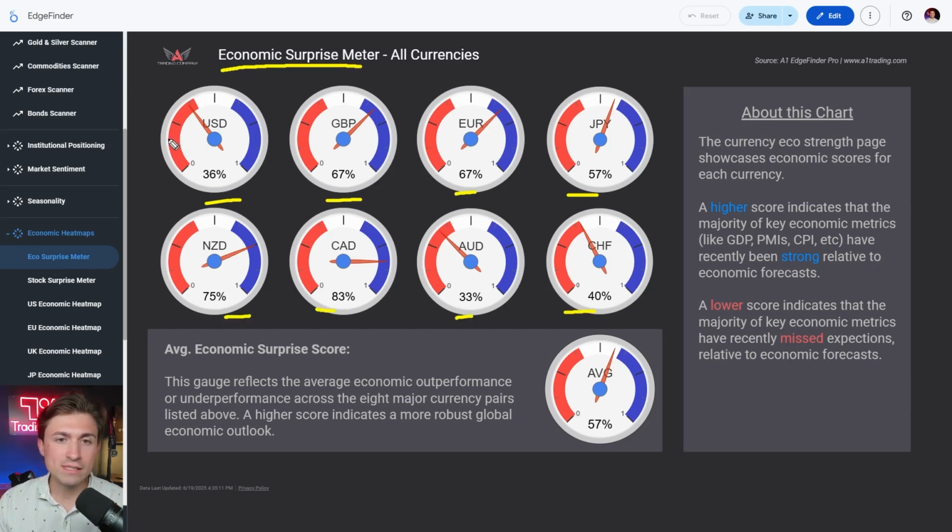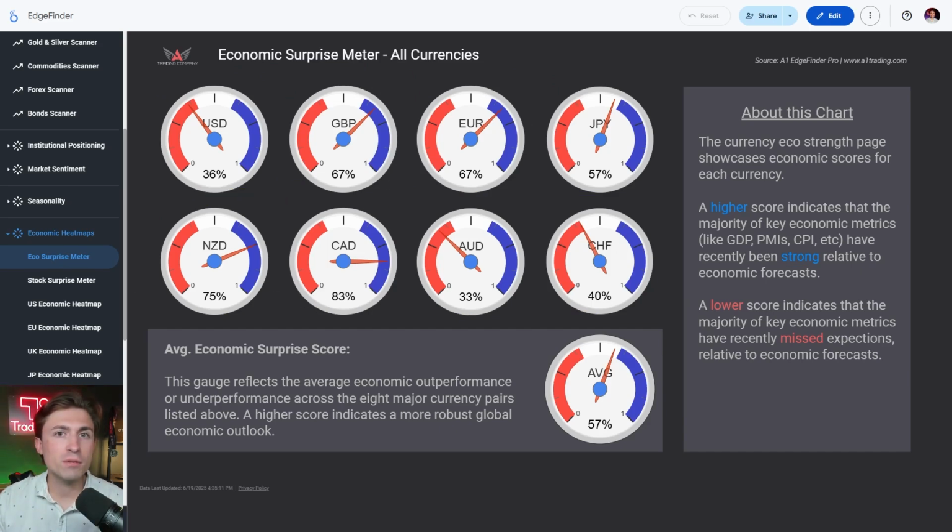Now, what you'll notice is that these are the 8 major currencies. You're talking about the US dollar, the British pound, the euro, the Japanese yen, the Swiss franc, the Australian dollar, the Canadian dollar, and the New Zealand dollar. And each one of these is producing a percentage-based score and a speedometer looking thing going from 0 to 100 on each of our major currencies.